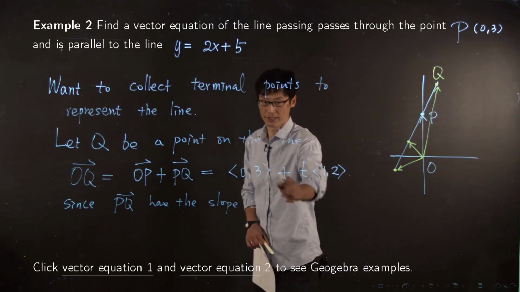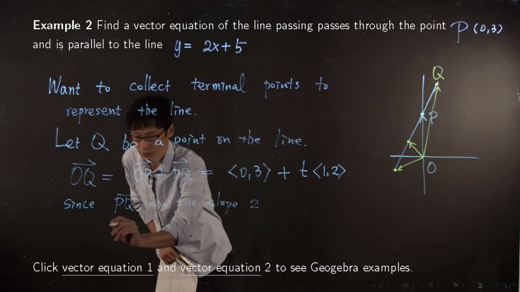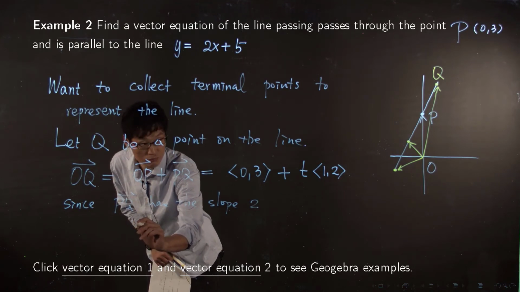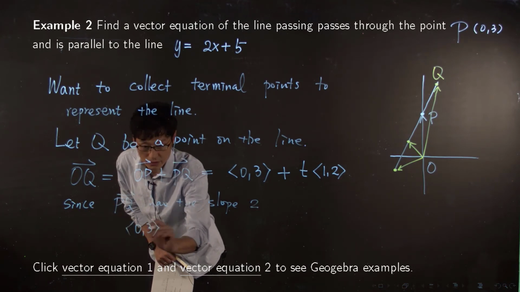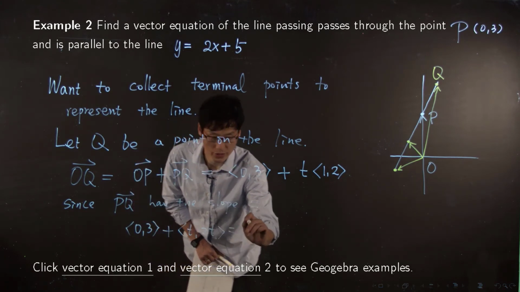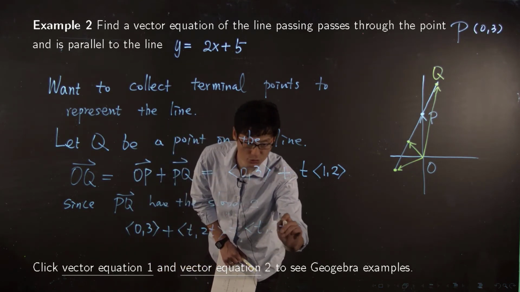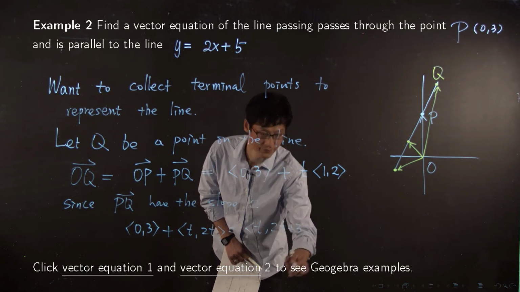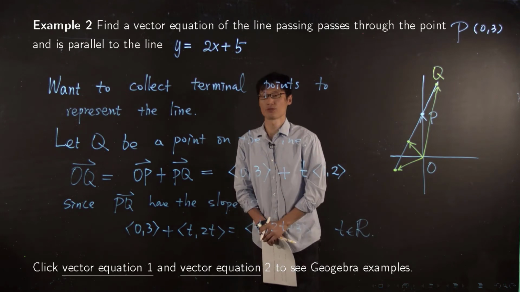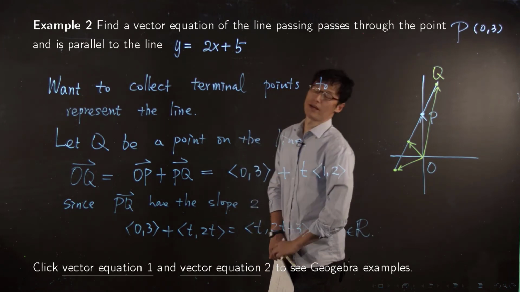And then let's simplify. If you add, we have (0, 3) plus (t, 2t). So we have (t, 2t plus 3), where t can be any real number. So this is a vector equation.